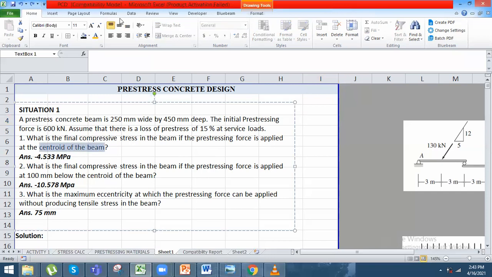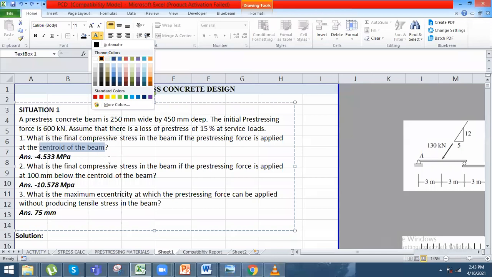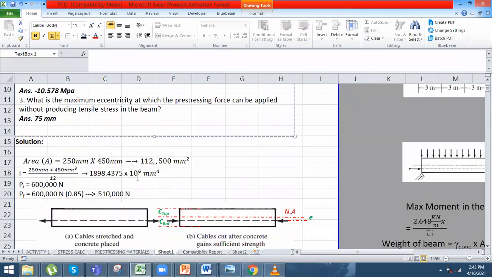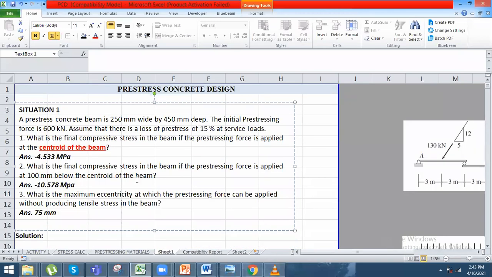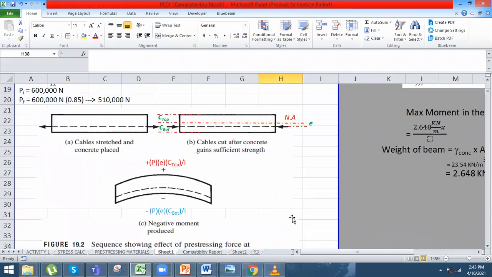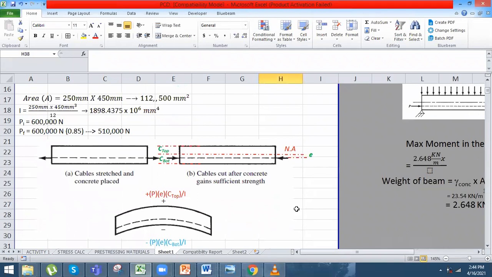Let's take note of this, guys: when it says centroid of the beam, okay, I highlighted it in red, bold, and underlined. Centroid of the beam means there is no eccentricity. So the solution for the first problem is simply negative P over A. In our class, we will make the arbitrary sign that negative is compression and positive would be tension.